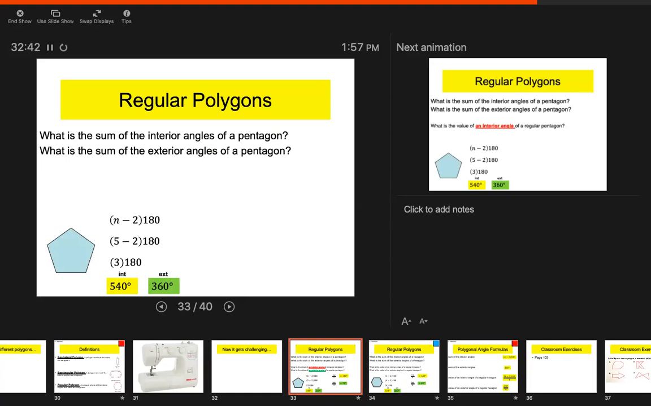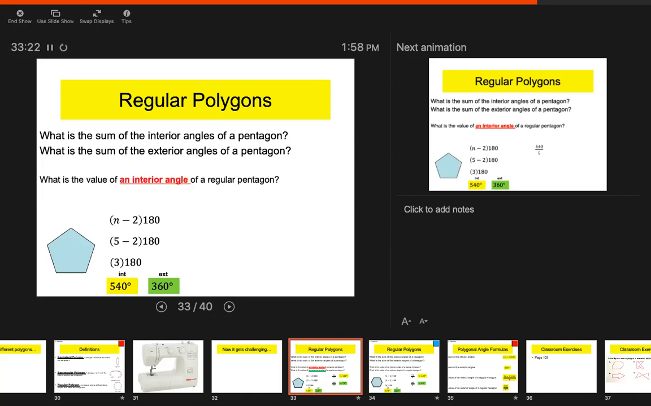How much is one of these angles? You take the answer, 540, and divide it by 5, the number of sides. So we actually do get another formula. We take the original formula, and then we take the whole thing and divide by the number of sides, which in this case is the letter n. So it's (n minus 2) times 180, over n, is the formula.